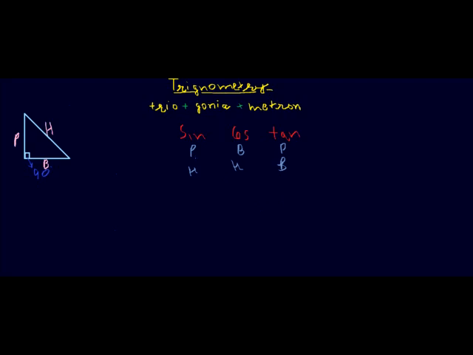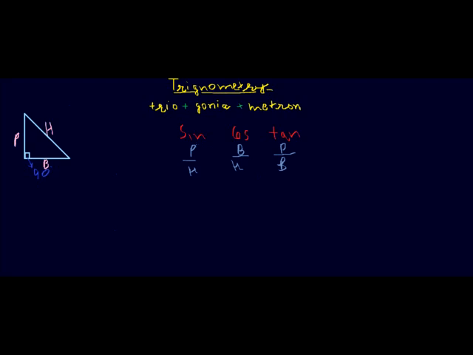Now, why have I written this P over H and B over H and P over B here? So let me tell you. The sine in a right triangle is always equal to perpendicular over hypotenuse, and cos is always equal to base over hypotenuse, and tangent is equal to Pandit over Bhole, that is perpendicular over base.